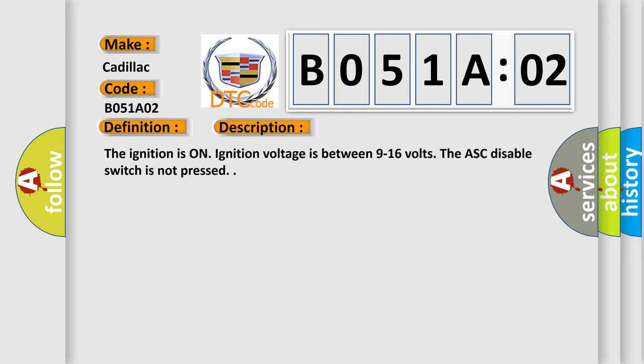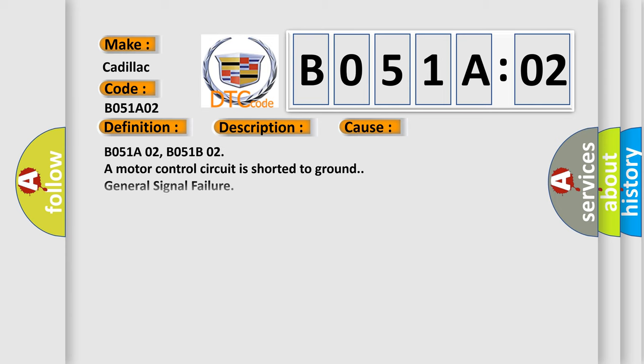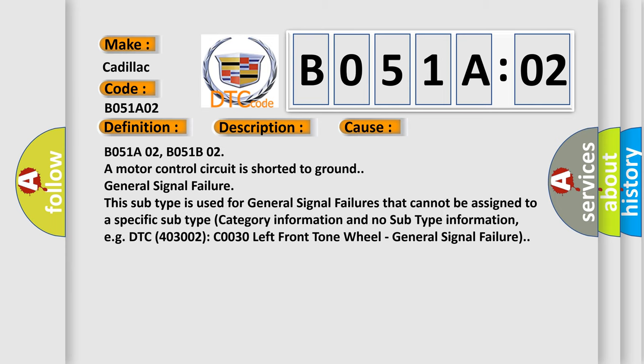The ignition is on. Ignition voltage is between 9 to 16 volts. The ASC disable switch is not pressed. This diagnostic error occurs most often in these cases: B051A-02, motor control circuit is shorted to ground.